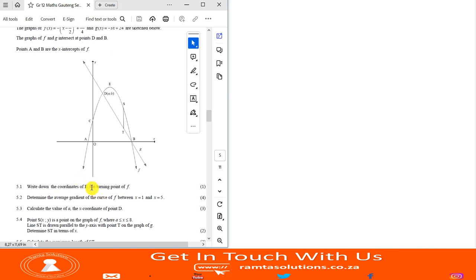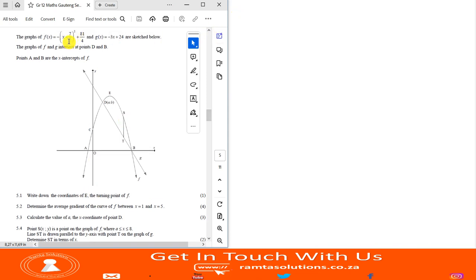5.1, determine the coordinates of E, the turning point of f. Remember what I said? So here, when you look at it, what is p? p is negative 7 over 2, that means it has shifted to the right. So by shifting to the right, we can proudly say E has coordinates positive 7 over 2, and what is q? The q value is positive 81 over 4. So it will be 81 over 4. This is your turning point.